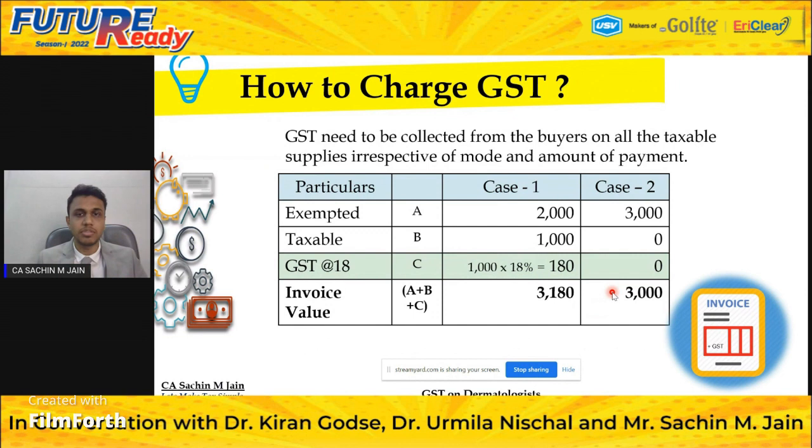So here I have prepared a very simple table on how to charge GST. GST needs to be collected from all the patients wherever GST is leviable. Let's take a simple example. In case one, suppose I'm a doctor providing a service to a patient, and it's an exempted one of 2,000 rupees, and 1,000 is a taxable one, although the numbers are just for example purposes. I need to charge and collect GST only on the taxable sales, which is 1,000 rupees. So I'll collect 180 rupees GST, and my total invoice becomes 3,180 rupees.